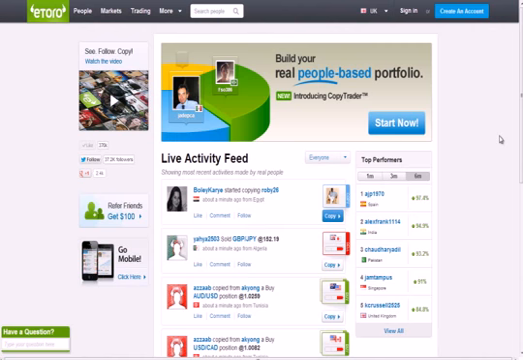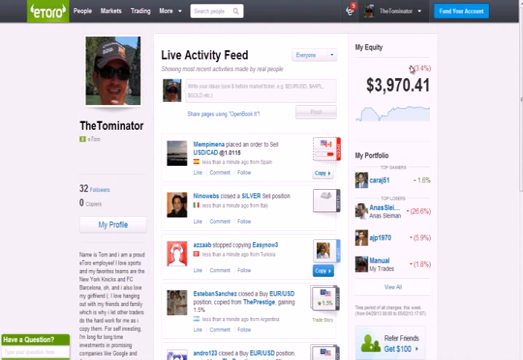The first thing I have to do is log in. Now that I'm logged in, I can see all the activity that is happening in the OpenBook. I can see who's buying, who's selling, and what instruments they are trading in. I can also copy their activity. But the question is, how do I know who to copy?